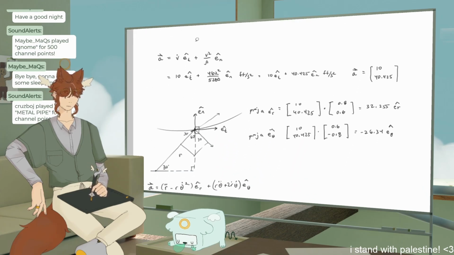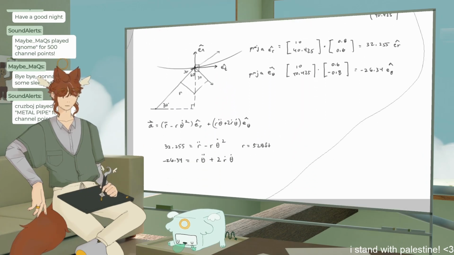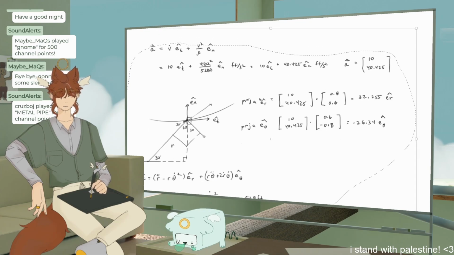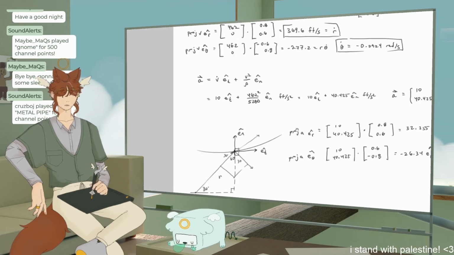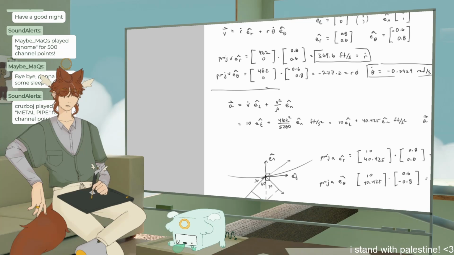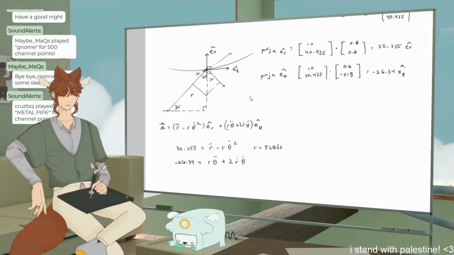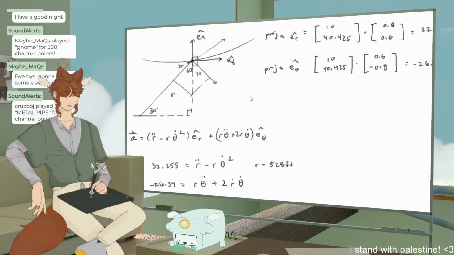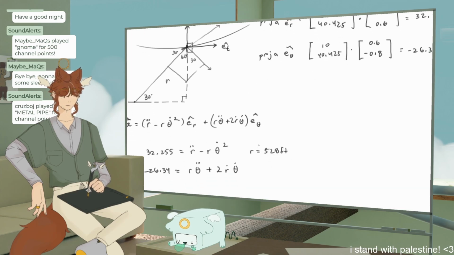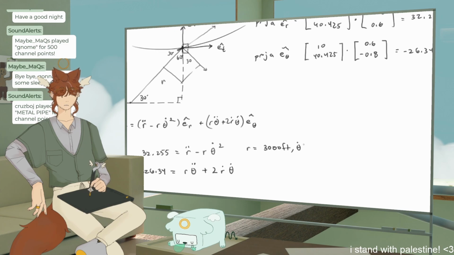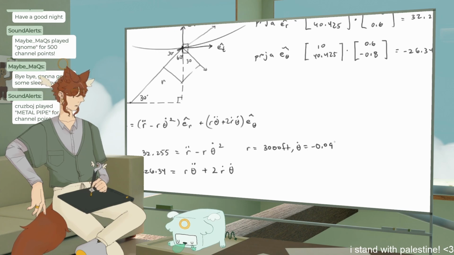Then we got all this stuff. I really could have drawn the picture a little higher up. Okay, so I'm just gonna do a little swoopy swoop. And then we just plug in the other stuff. So R equals not 5280, this is gonna equal 3000. Theta dot equals negative 0.0924.